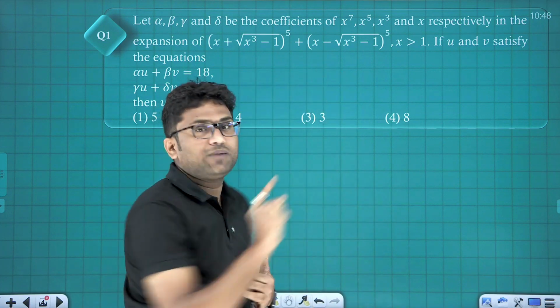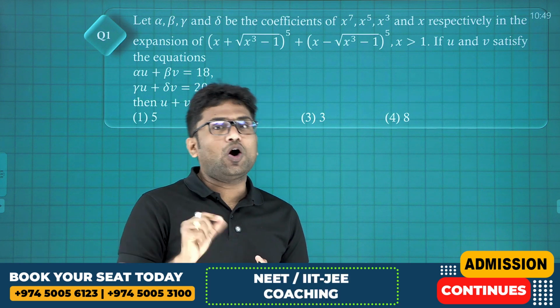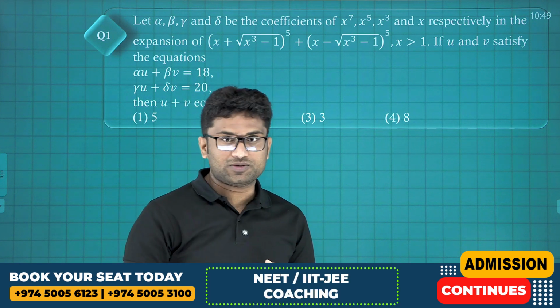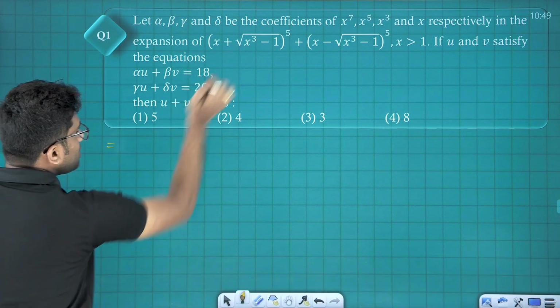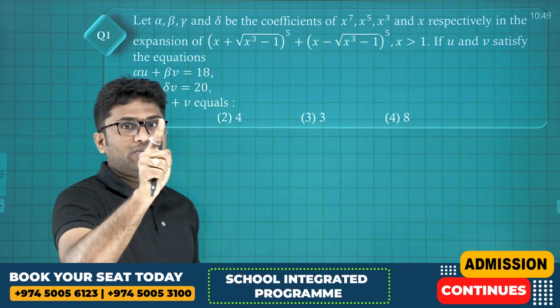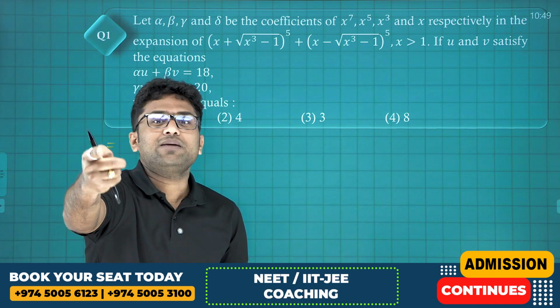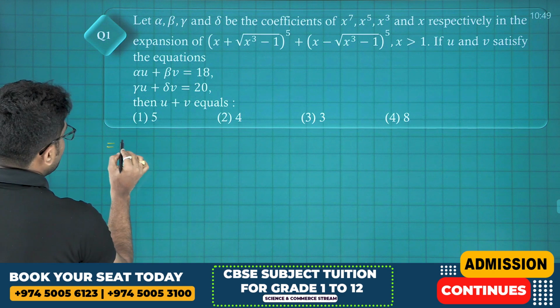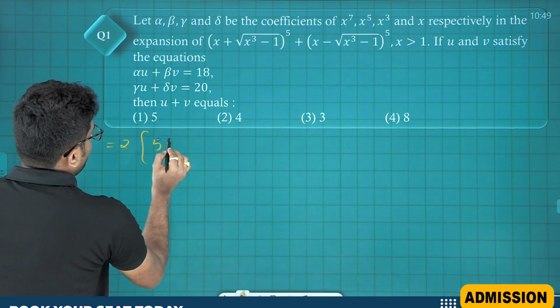Sum of two conjugate binomials. When you add two conjugate binomials, we will be left with only the odd terms. Correct? Odd terms. So when we add, we will be left with only twice the sum of odd terms. So this is equal to the sum of odd terms, that is the first term. What is the first term?